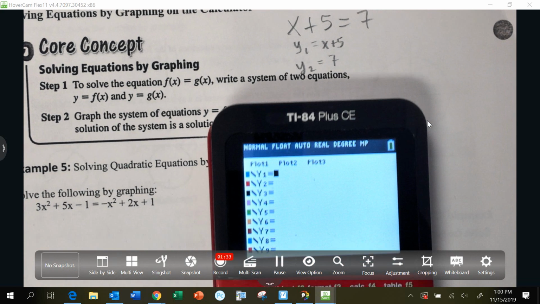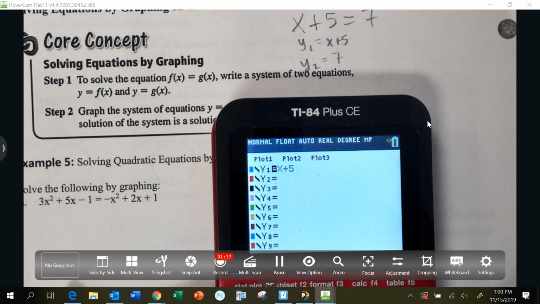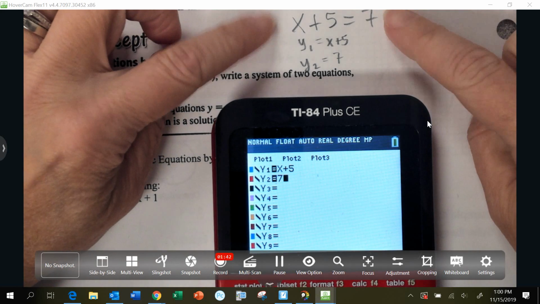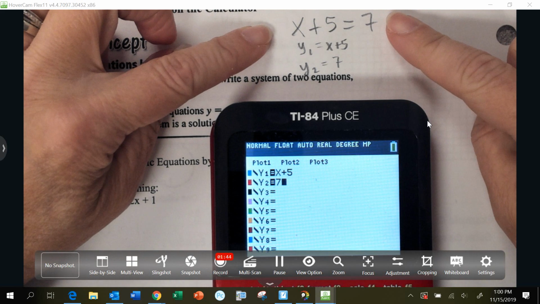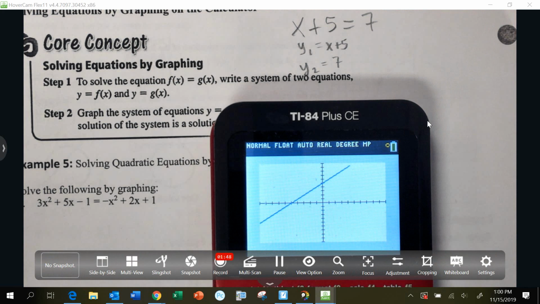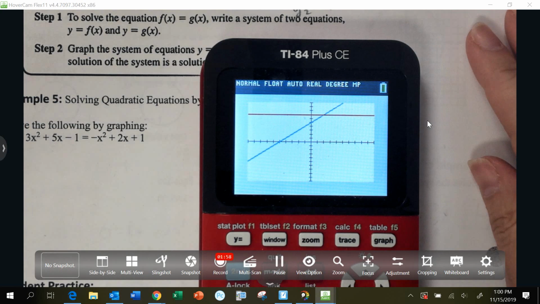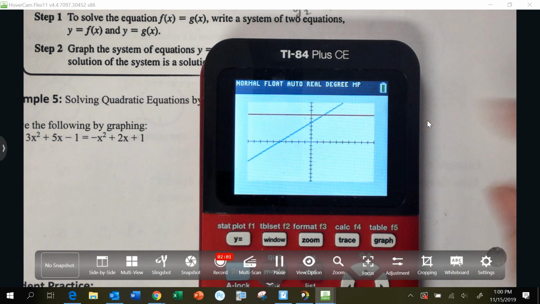So I'm going to do x plus 5, and then 7 as my two equations. You're just taking the two sides and making them equations. Then we're going to graph it. There's x plus 5, and there's 7. Now I'm going to find my intersection button to find where they actually cross on the calculator.